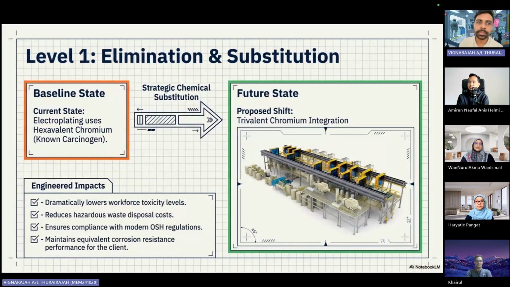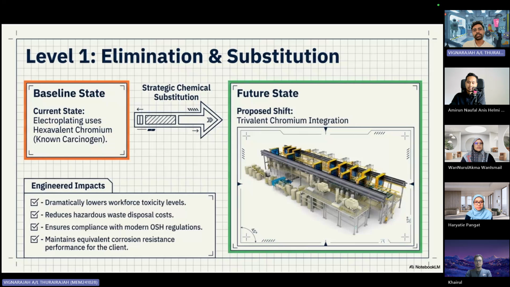Yeah, thank you, Yati. So I will go through the controls of how we can eliminate all the risks that we identified, and what substitution controls we can implement. We can start off with the baseline. The current state is that the electroplating uses hexavalent chromium, known as a carcinogen, right?